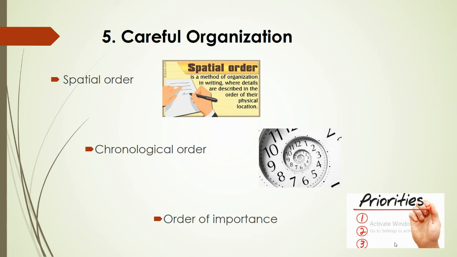An organized structure is an essential element of descriptive writing. Spatial order is the best to describe a place. Chronological order is the best for describing an event. It arranges detail in time order. Order of importance is the best for describing objects and people, putting the most important detail at its proper place.